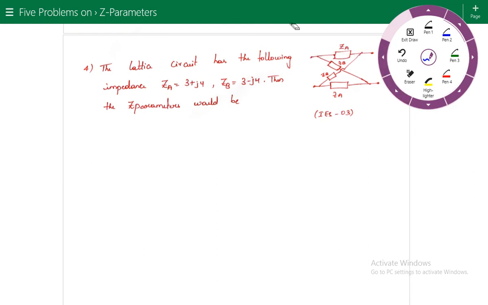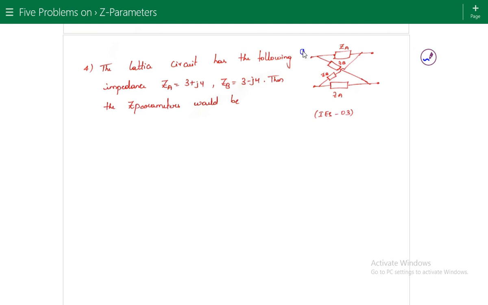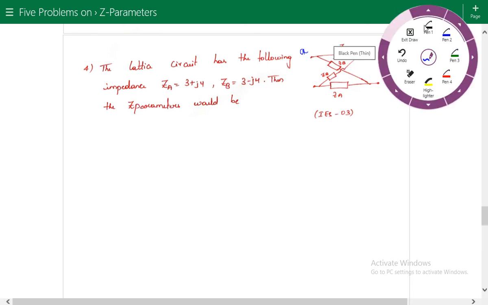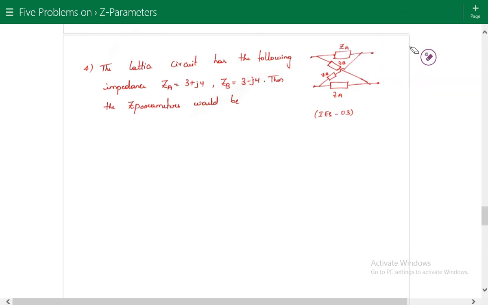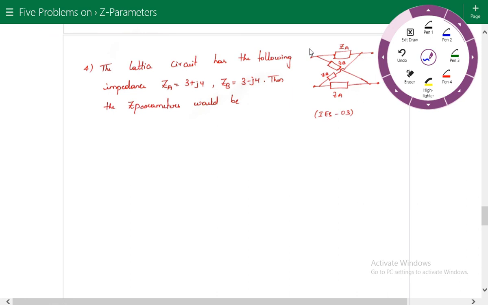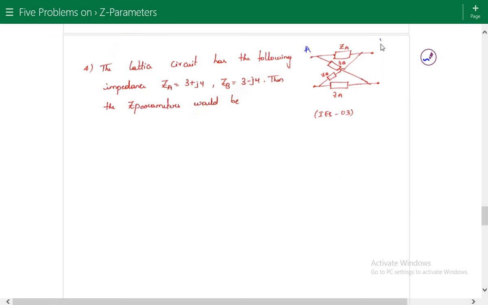Okay, so what I will do, consider this as point A. Okay, this point A I'm considering, we'll denote with the capital. Okay, point A, this is point B, C and D. I'm just redrawing the circuit.